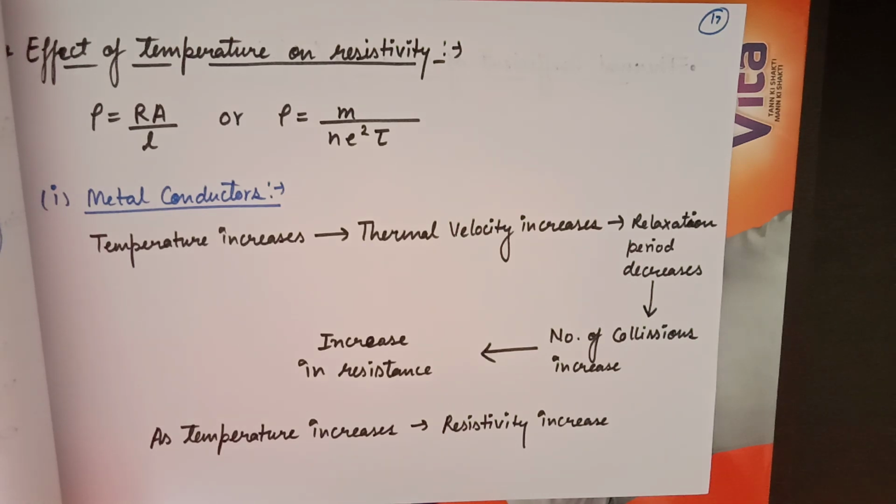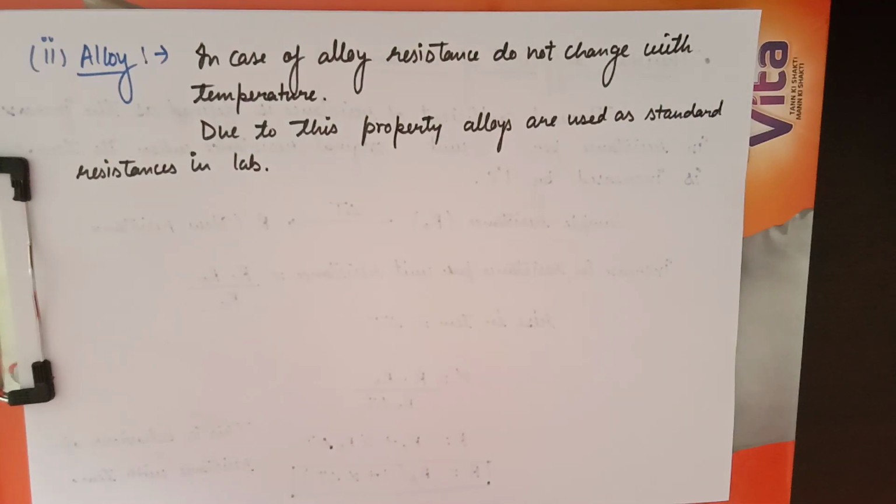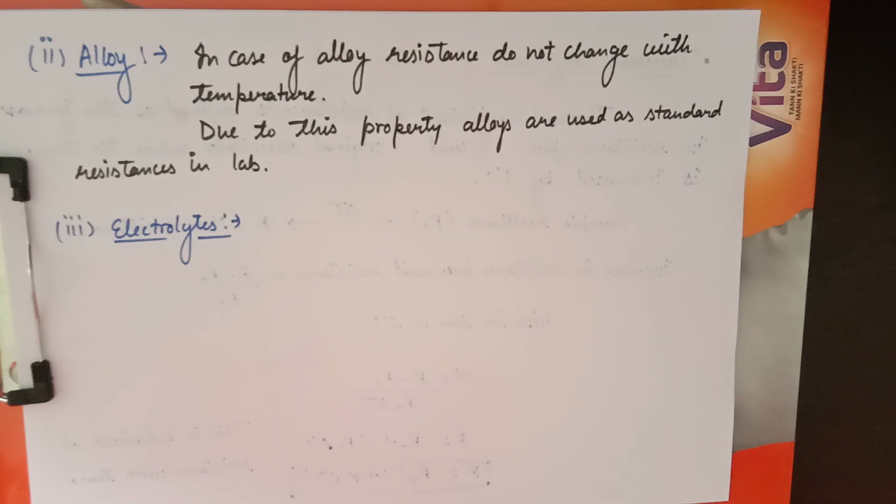Now we will see the effect of temperature in the case of alloys. In the case of alloys, the resistance does not change with temperature. So this property of alloys is used to make the standard resistances in labs. Next is the case of electrolytes.